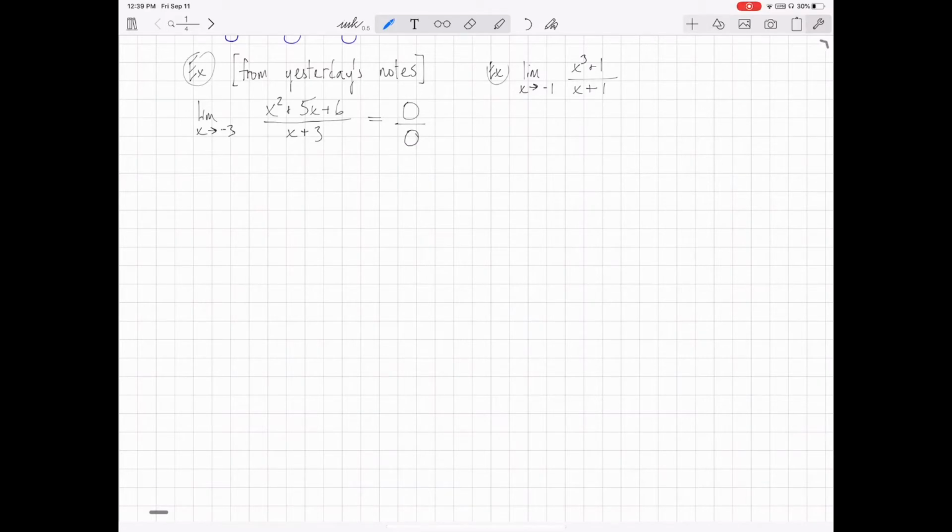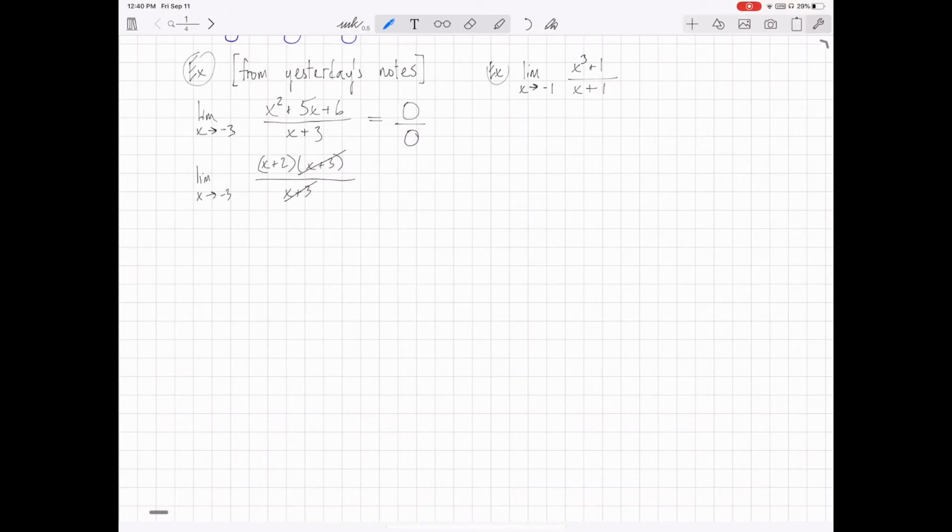So if you plug in a -3, you get 0 over 0. So this is one of your more basic ones. You should always be able to manipulate it to get that limit value. So in this case, it's just a factoring problem. If we factor the numerator, we get x plus 2 times x plus 3 over x plus 3. And since one of those was a factor, we can cancel it.